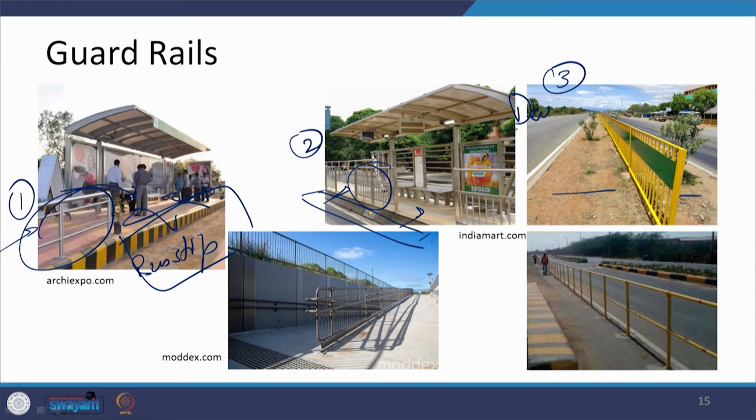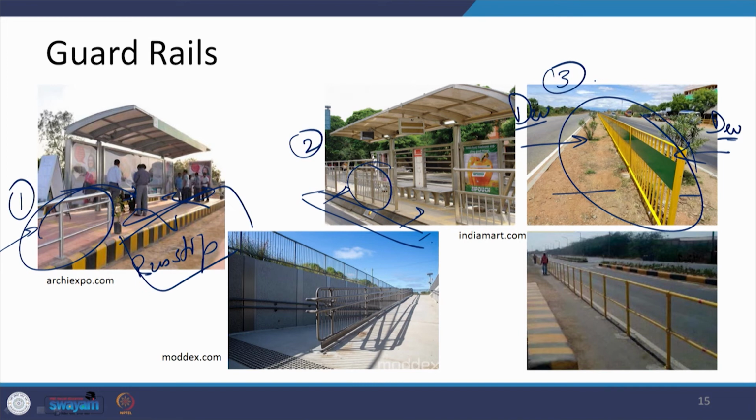Let us talk about the third case where it is being provided on a median, and there may be a development on this side as well as a development on the other side, and people may try to cross at grade, and we do not want that to happen, and that is where this type of a railing system has been provided at the center of the median.